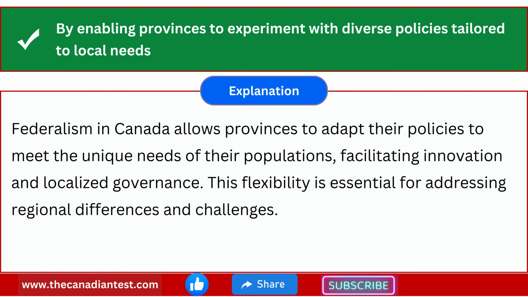The correct answer is by enabling provinces to experiment with diverse policies tailored to local needs. Explanation: federalism in Canada allows provinces to adapt their policies to meet the unique needs of their populations, facilitating innovation and localized governance. This flexibility is essential for addressing regional differences and challenges.